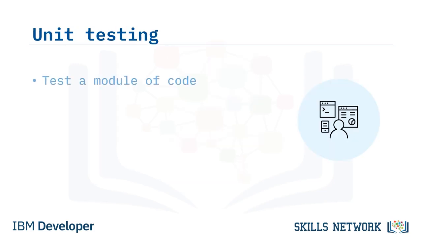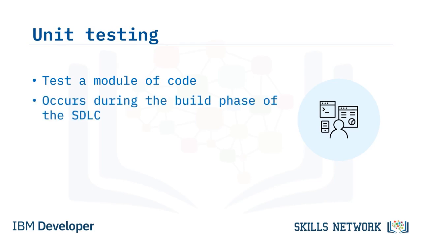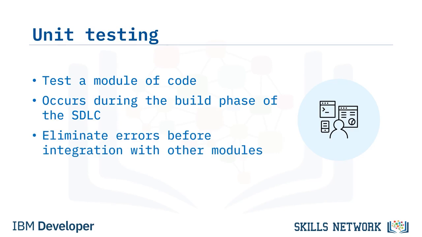Unit testing refers to the tests that verify the functionality of a specific section of code, usually at the function level. It is performed by the software developer or engineer during the development phase of the software development lifecycle. Unit testing aims to eliminate construction errors before code is integrated with other modules. Unit testing is intended to increase the quality of the resulting software, as well as the efficiency of the overall development process.